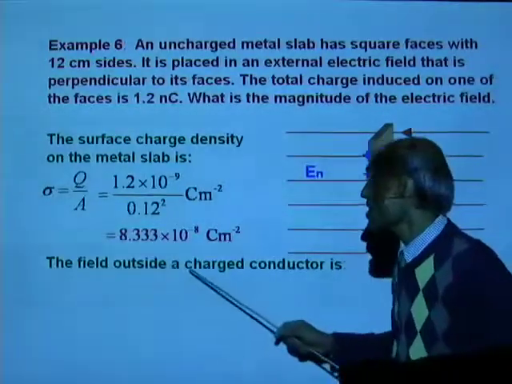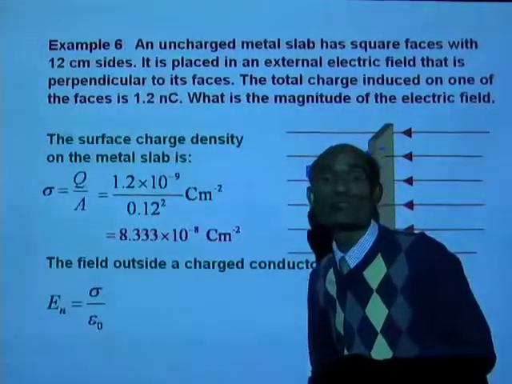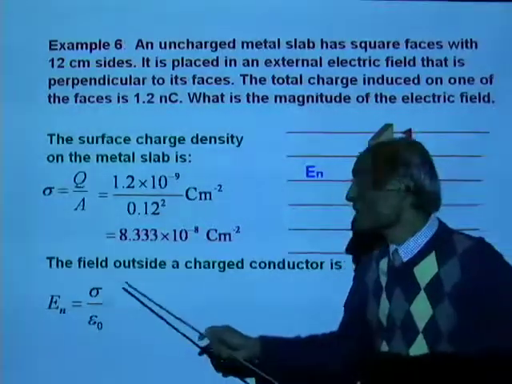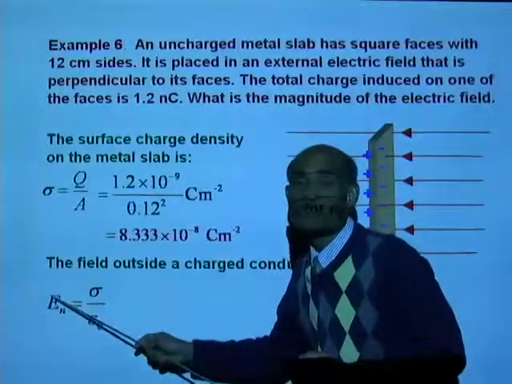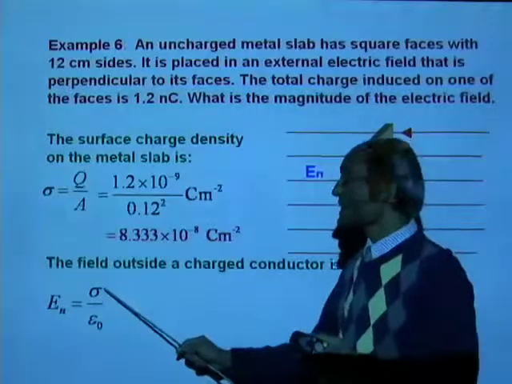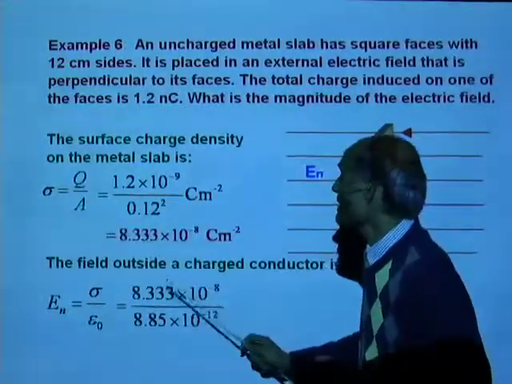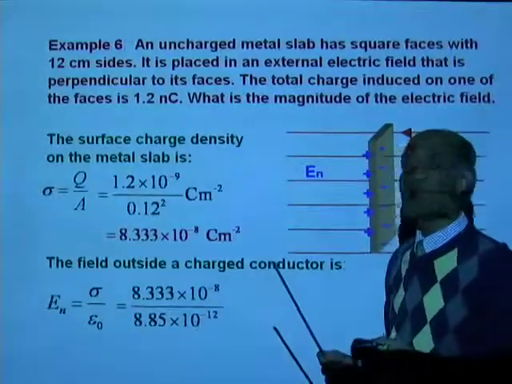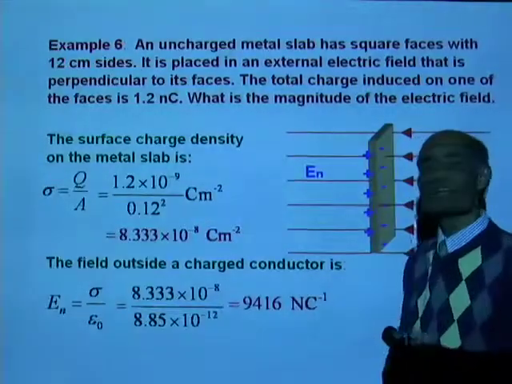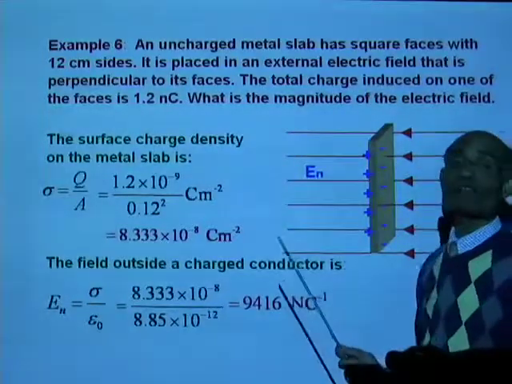Now, the field outside a charged conductor is E_n equal to sigma over epsilon naught. If you don't remember this, you need to remember this. The electric field outside a charged conductor is sigma over epsilon naught. And sigma we just calculated, epsilon naught we know. Therefore, that will be 9,416 Newton per coulomb, which is the intensity of that electric field.